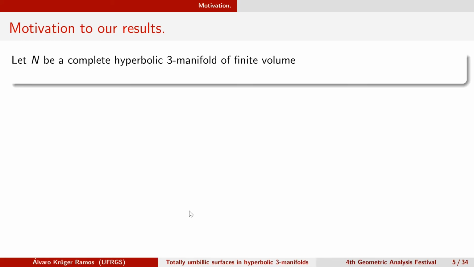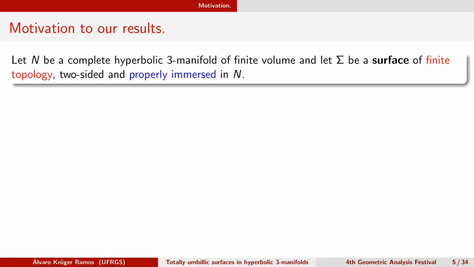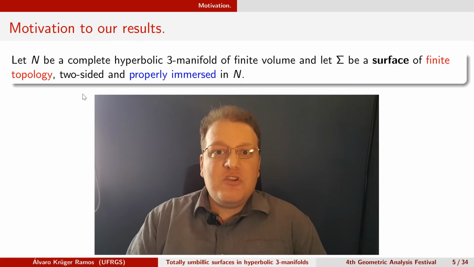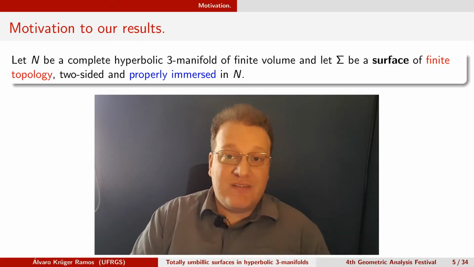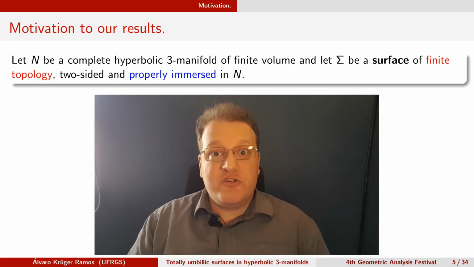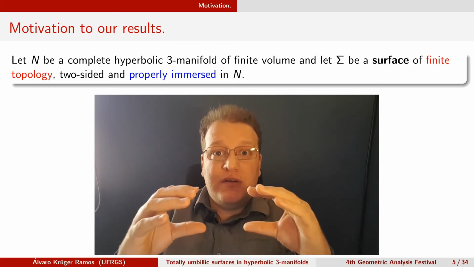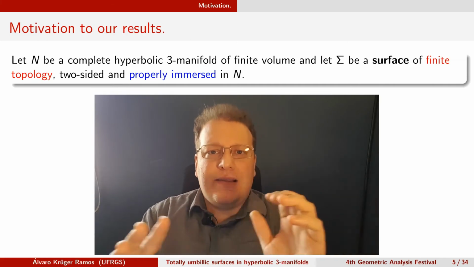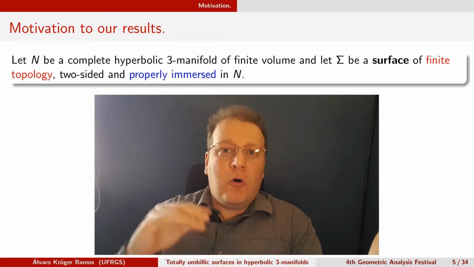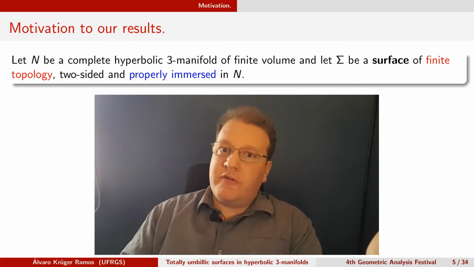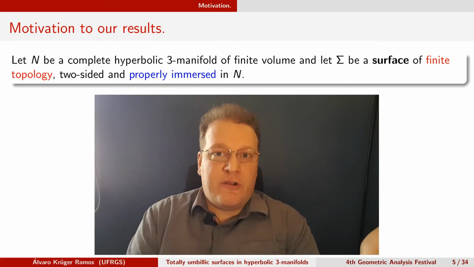So first, let M be a complete hyperbolic tree manifold of finite volume, and let sigma be a surface of finite topology which is two-sided and properly immersed. Let me just recall what finite topology means here for surfaces. A surface has finite topology if it is a closed surface of genus G. Let's think that everything is orientable during the talk, okay? I forgot to mention that. All the results here also work for non-orientable, but I will focus on the orientable case.